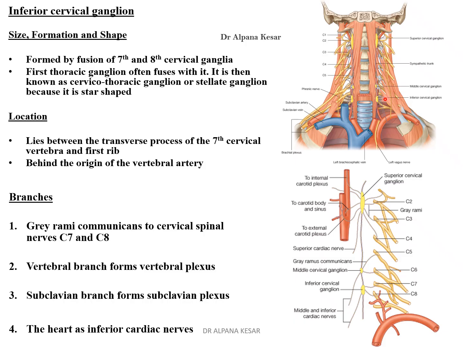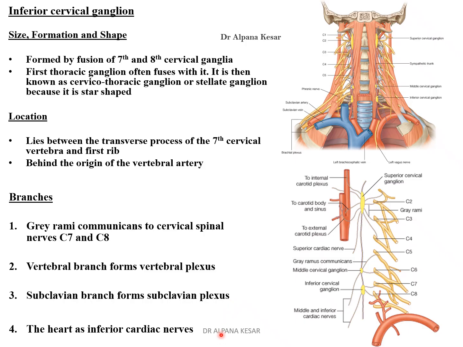The branches of inferior cervical ganglia are the gray rami communicans from the inferior cervical ganglia that pass to the cervical spinal nerves C7 and C8. The vertebral branch forms a plexus around the vertebral artery. Subclavian branch forms a plexus around the subclavian artery.